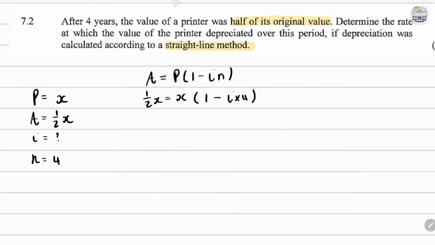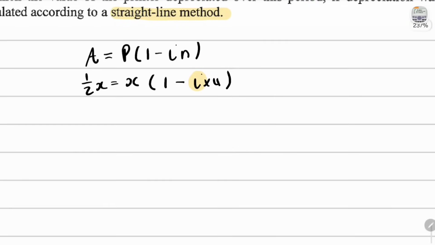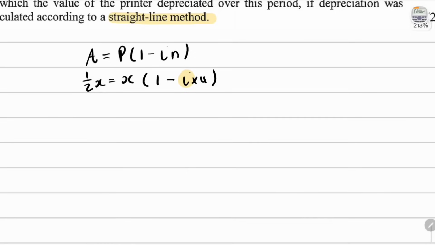Okay, so we're just looking for the interest. So how do we get closer to the interest? We can get rid of the X. Now we know that the X is not 0, so in this case, it's okay to divide by X. The printer doesn't cost nothing. So we're just going to get rid of this X by dividing both sides by X. And now you have a half. And that breaks open and you have 1 minus, those multiply and become 4i.